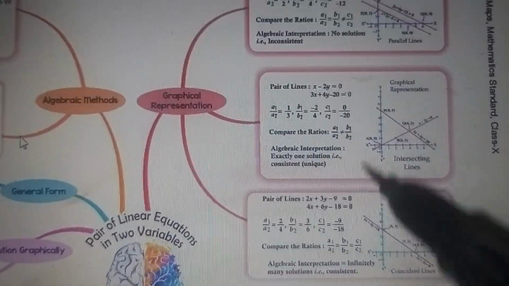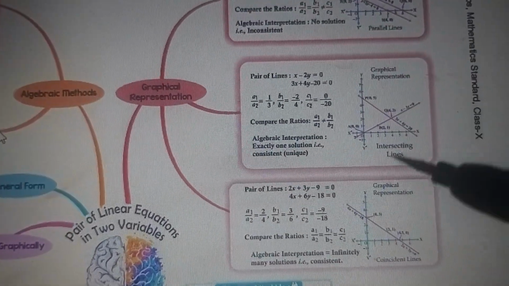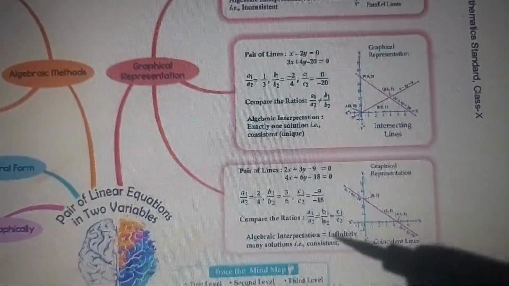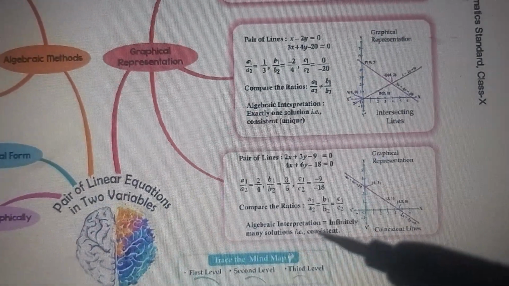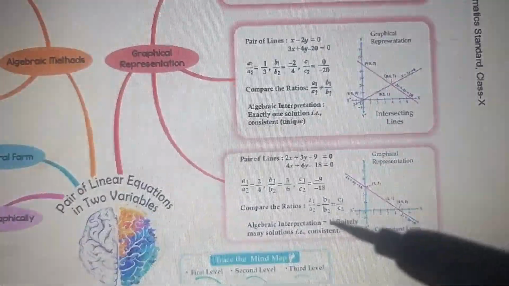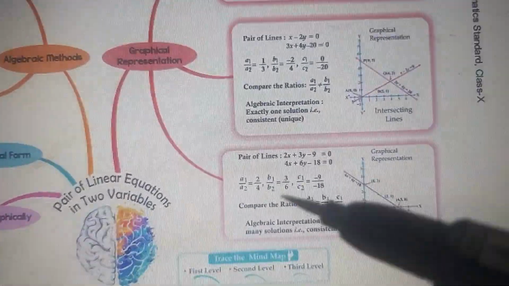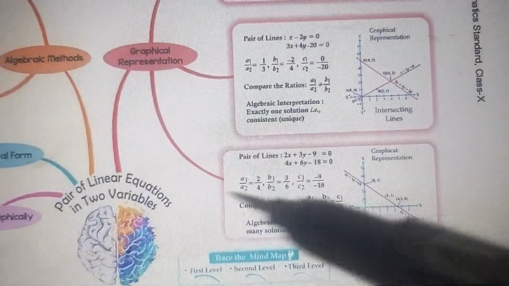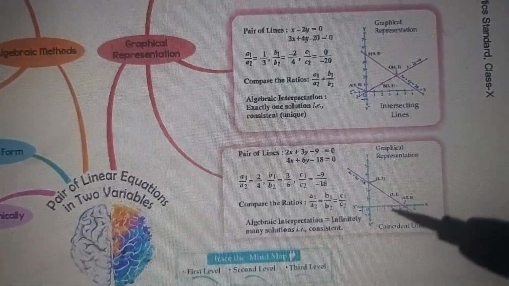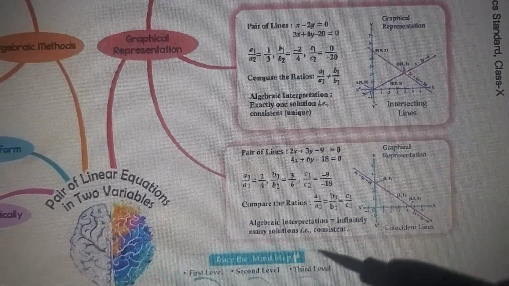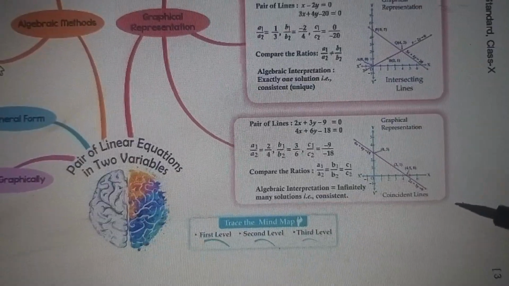Three different pairs of lines we have in graphical representation. Algebraically, infinitely many solutions, when we obtain consistent, that is when a1 by a2, b1 by b2, c1 by c2, all three ratios are equal, then we get infinitely many solutions. Okay, like this we get a straight line.